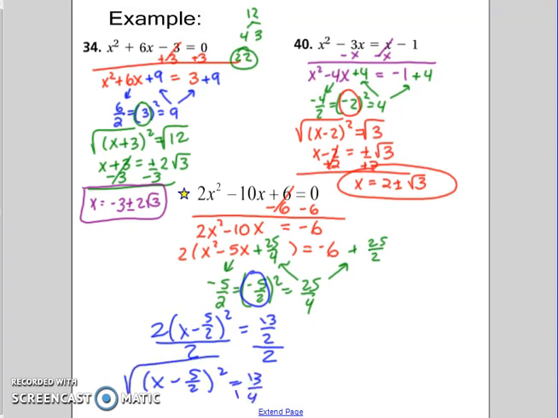And then we're taking the square root. So this one's a little complicated. So the left-hand side is x minus 5 halves. And then the square root of 13 fourths is going to be plus or minus the square root of 13 over 2, because the square root of 4 is 2. And then we want to add the 5 halves. So our final answer would be x equals 5 halves plus or minus radical 13 over 2.